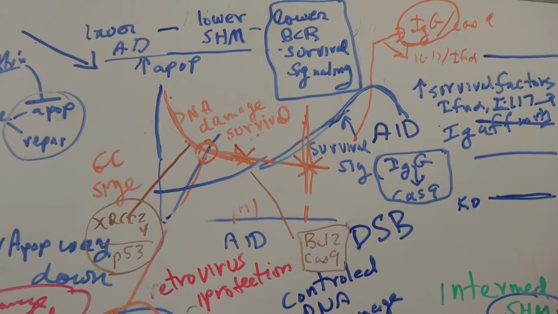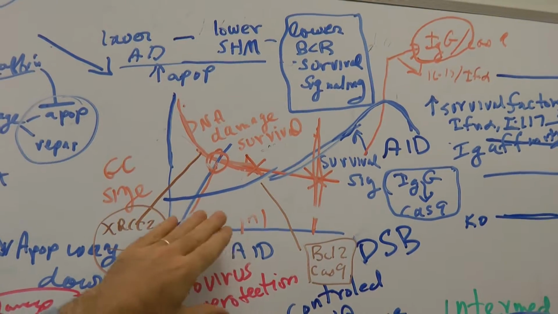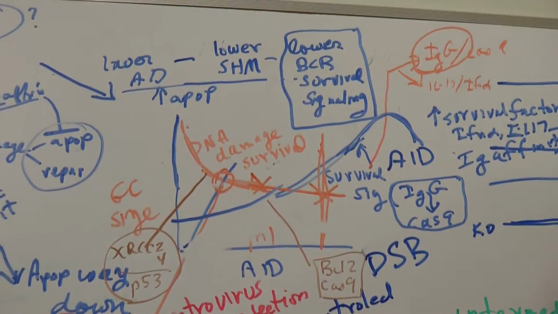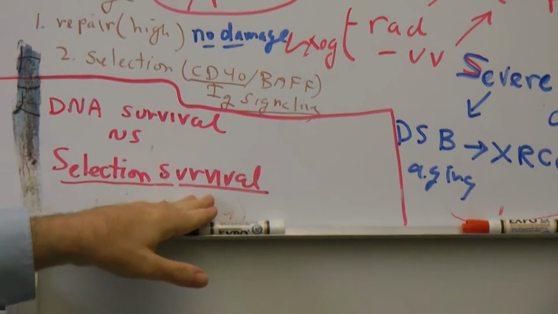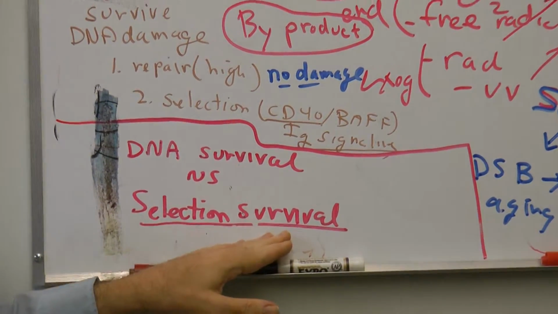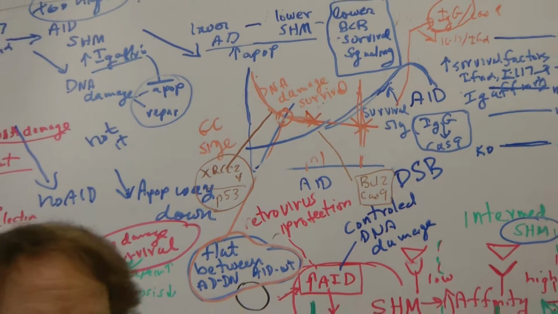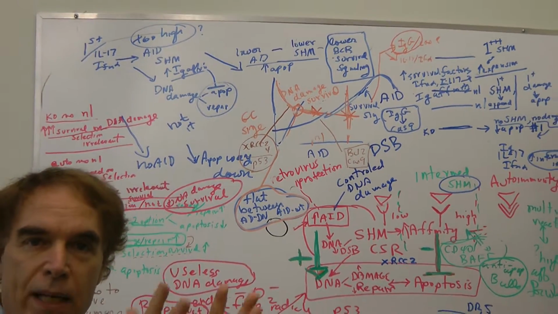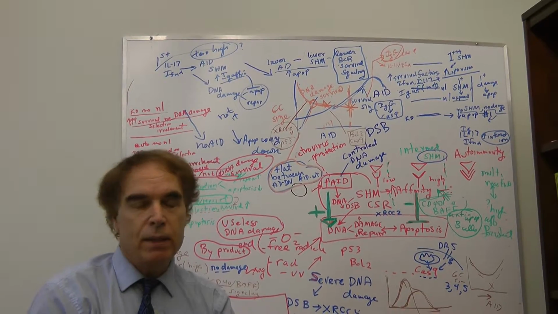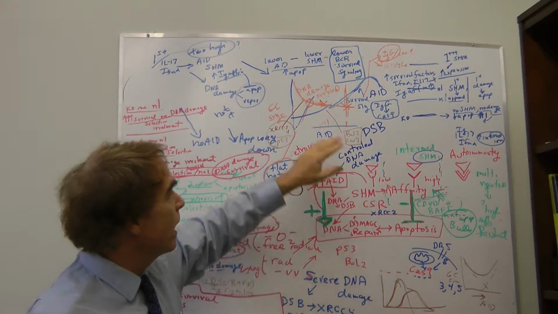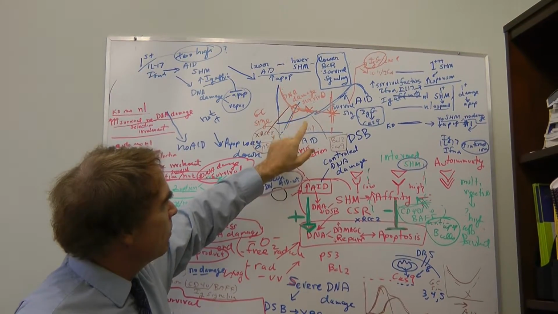Now, what does AID do? Let's look at the other curve. There's another process of B cell selection, and I'm going to call that over here: DNA survival versus selection survival. For B cells, unlike any other cell in the body, they actually have to have some AID to cause somatic hypermutation so they can get a survival signal based on the affinity of IgG binding to its receptor, binding to the antigen that started the whole process. So this is what the AID survival curve looks like. This is for B cells.